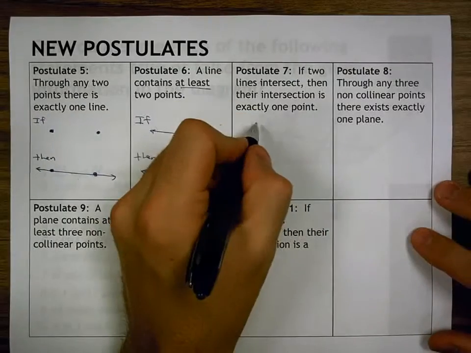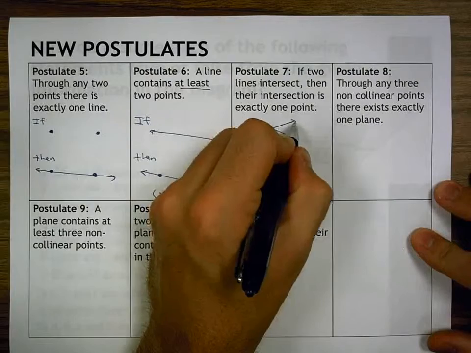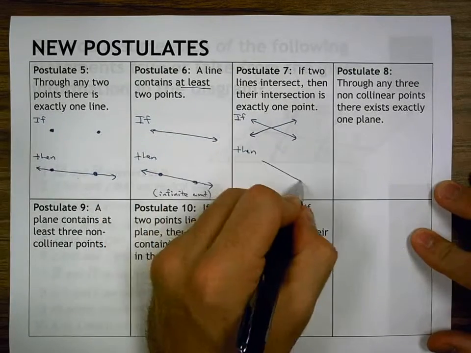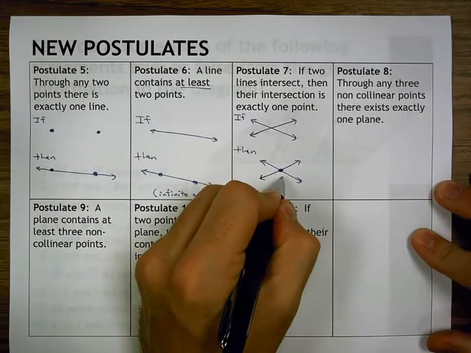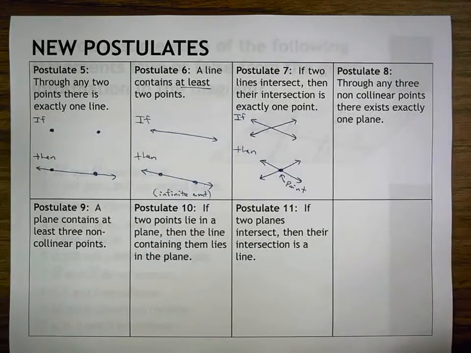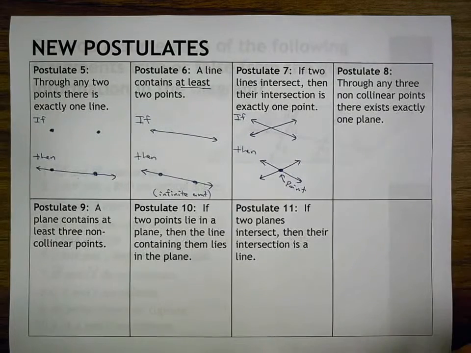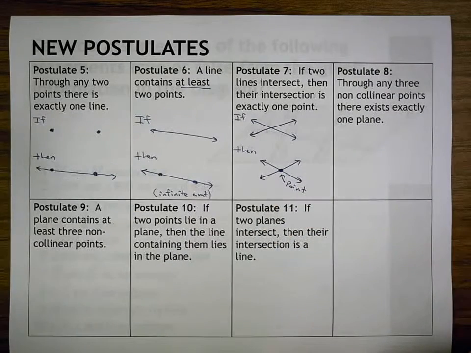The next one says if 2 lines intersect, so 2 lines meet, then their intersection is exactly 1 point. So if 2 lines meet, they'll meet at a point. If they don't meet, well, they don't have an intersection or nothing in common, but intersection will be a point. They're not going to curve back and meet twice. They're not going to have an intersection of a line. 2 lines meet at a point.